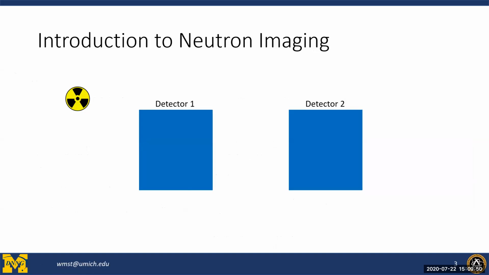So neutron imaging, how do we go about neutron imaging? Let's say we have a very simplistic system, just two detectors, and we have our source of neutrons. We have some neutron come in, scatter in our first detector.